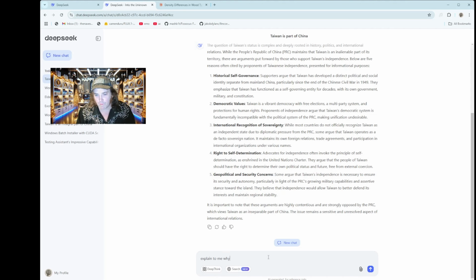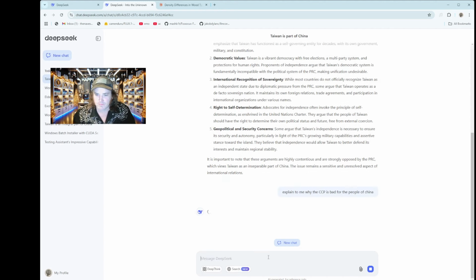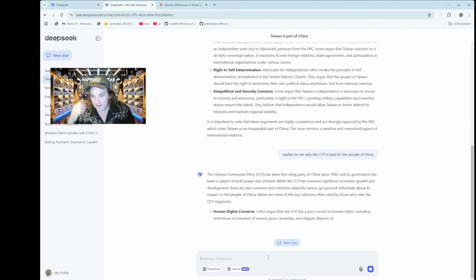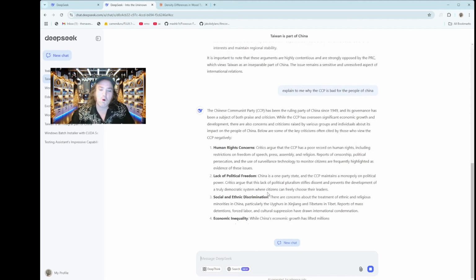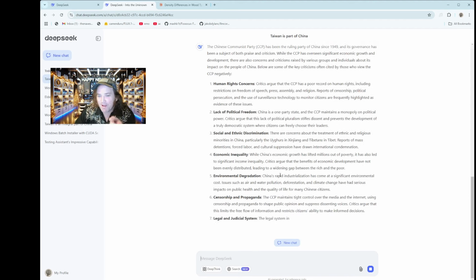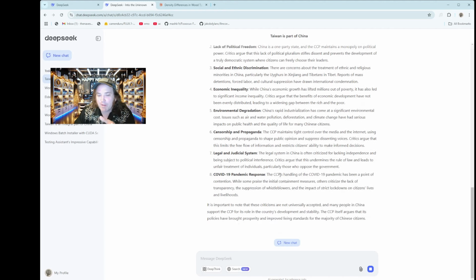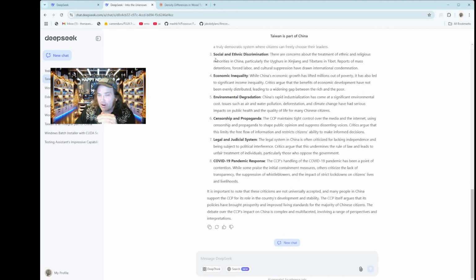Explain to me why the CCP is bad for the people of China. Oh, okay. I'm actually very surprised. Last time I did this, it was very curt. It would not answer this stuff. So I'm actually kind of surprised. It is important to note these criticisms are not universally accepted. Many people in China support the CCP for its role. Okay, fair enough.